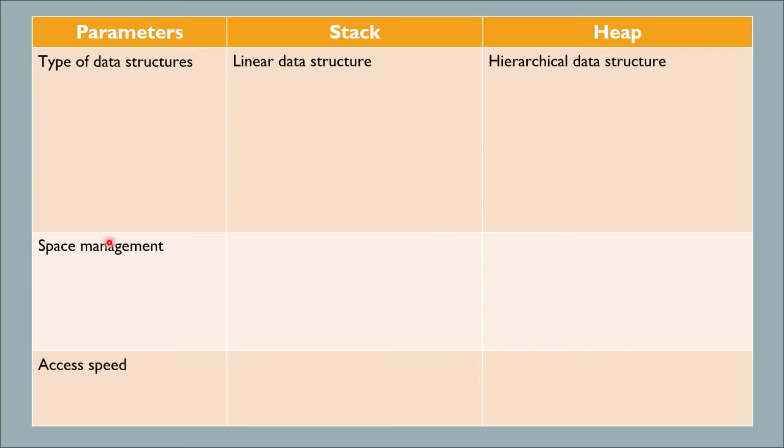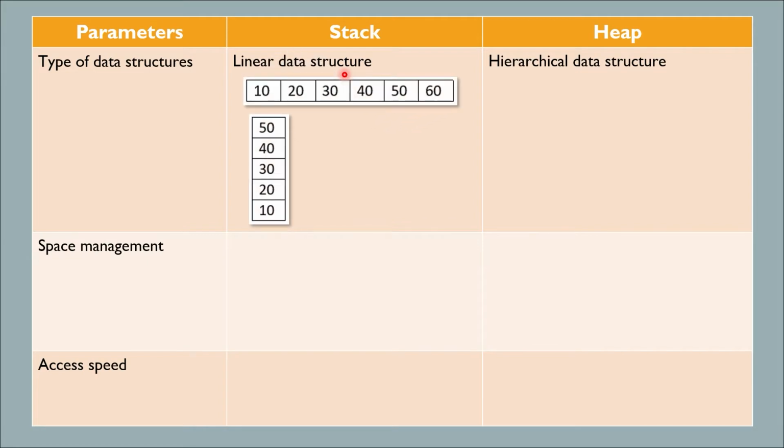Here we have listed all the parameters through which we can see the difference between stack and heap. We start with the type of data structure. As we know, stack is a linear data structure, where data and information are stored and managed in a linear sequence. The data elements are arranged linearly such that each element is directly linked to its previous and next elements. It supports single-level storage of data. Examples are stack, array, or queue.